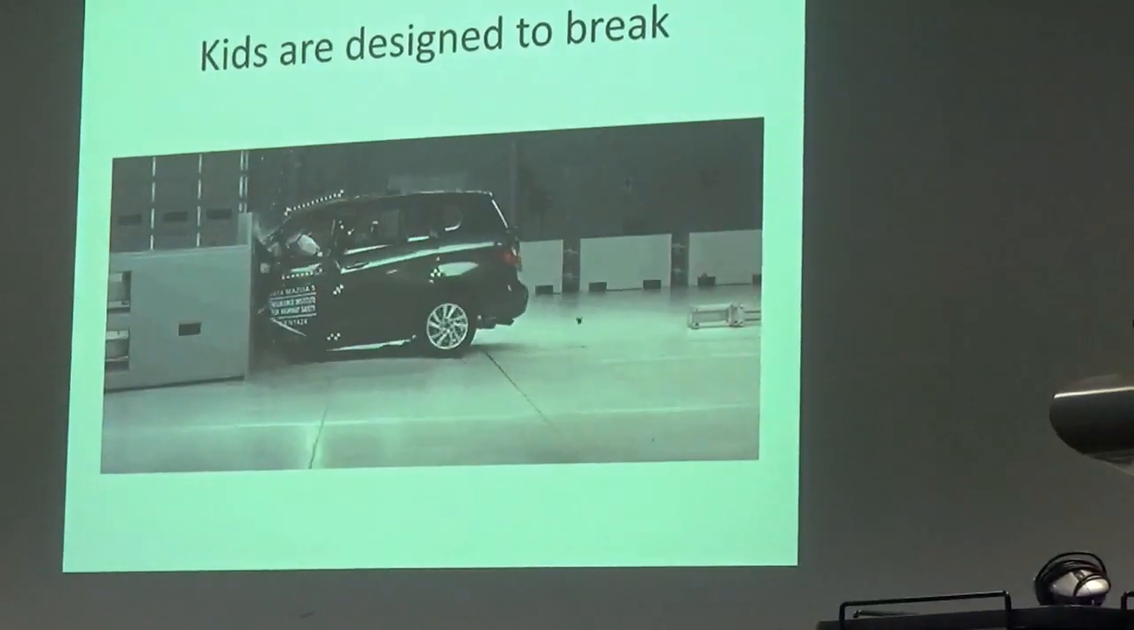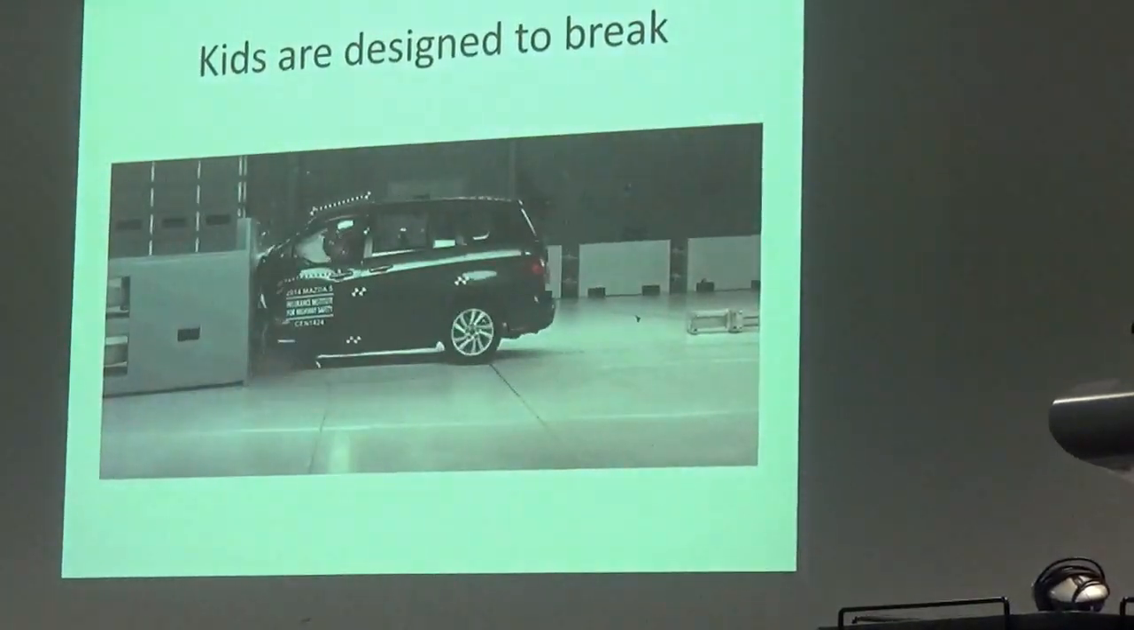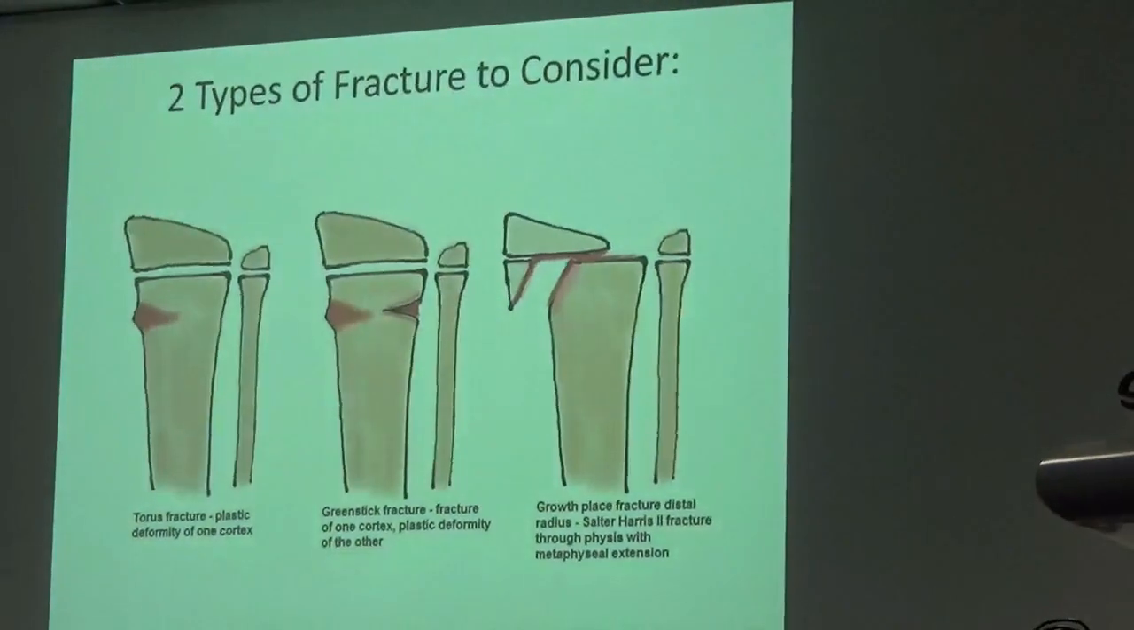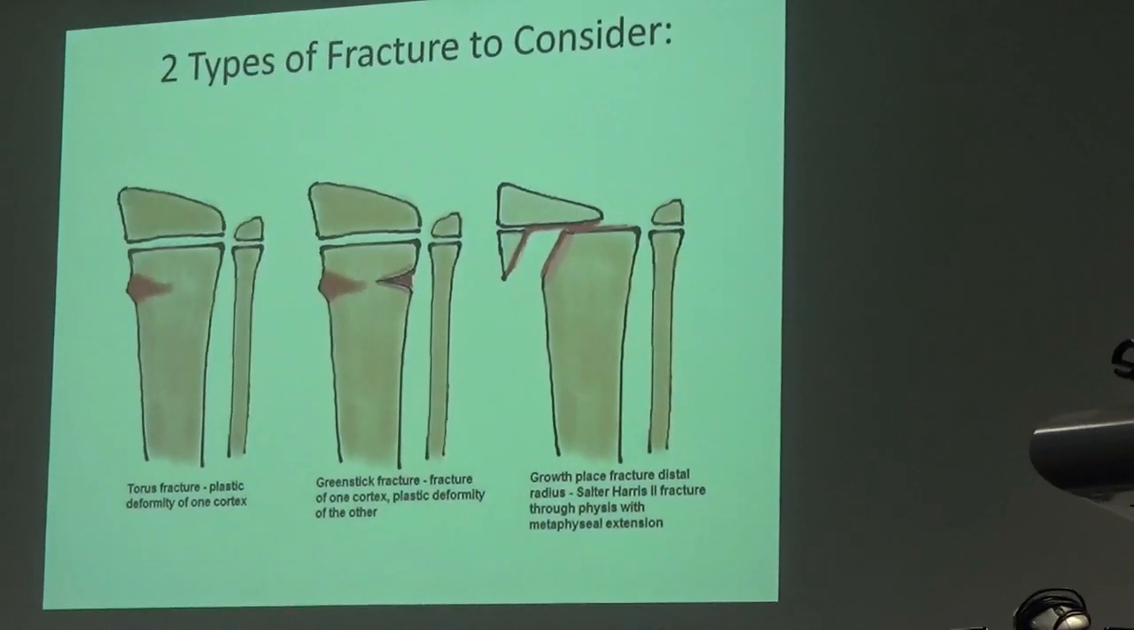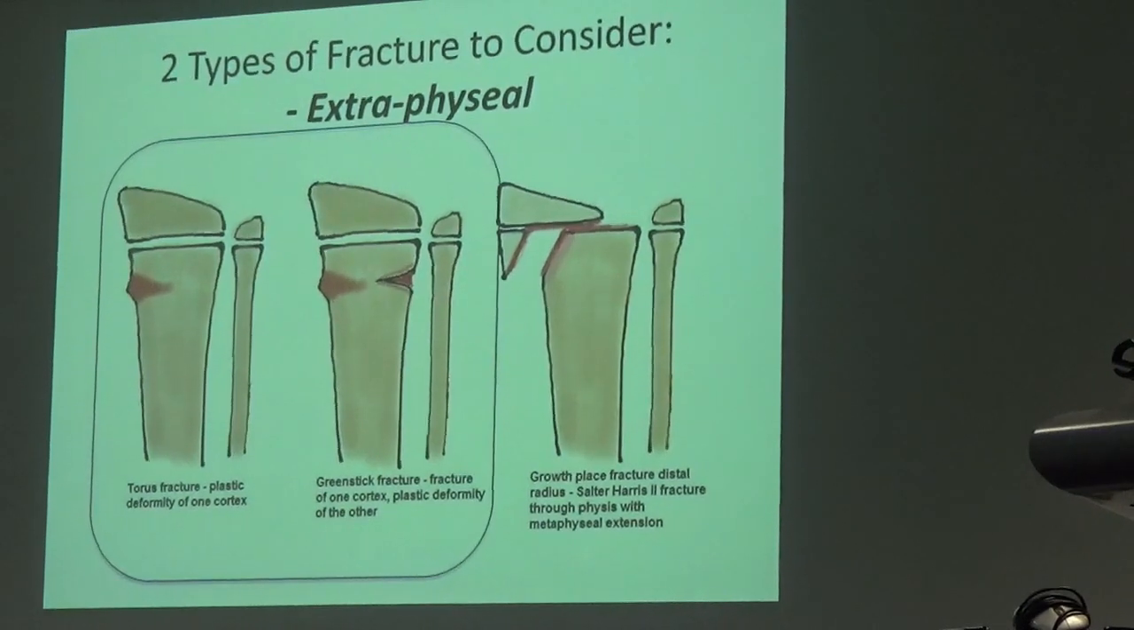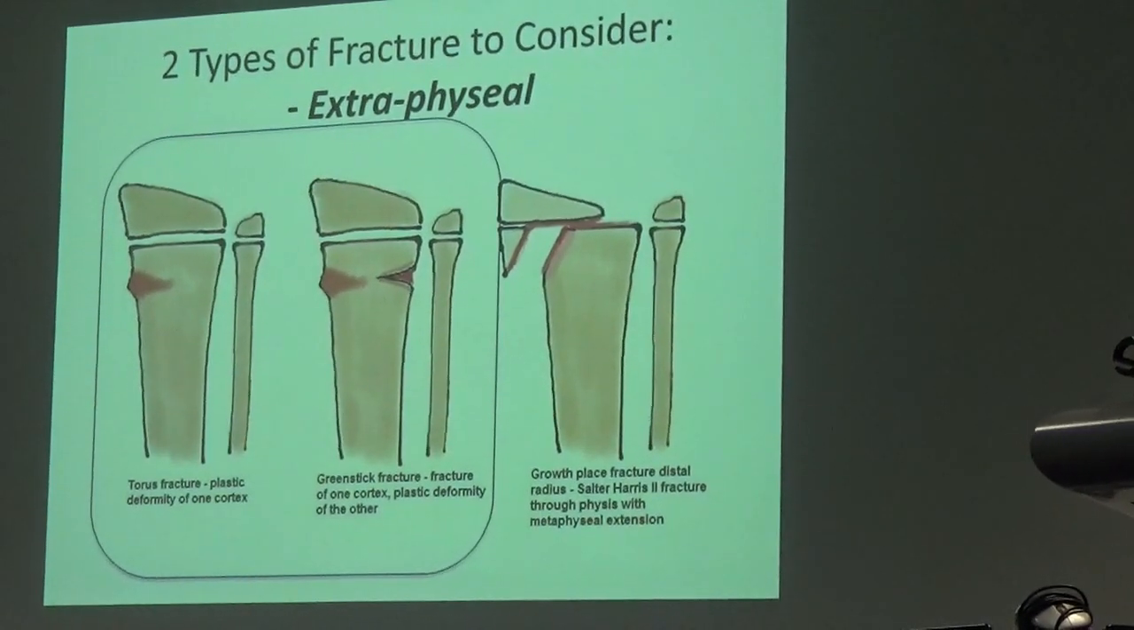Children are designed to break because they heal really quickly, and if you're going to break bones, do it when you're a child. We need to consider 2 types of fractures in children for the purposes of remodelling and growth. And so I'd like to put them first into extraphyseal type fractures. So these are the things that aren't involving a growth plate.